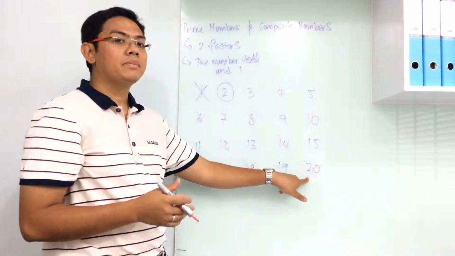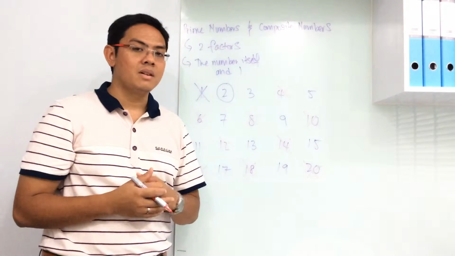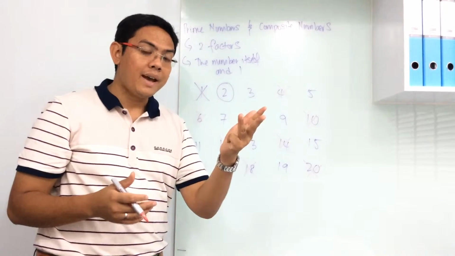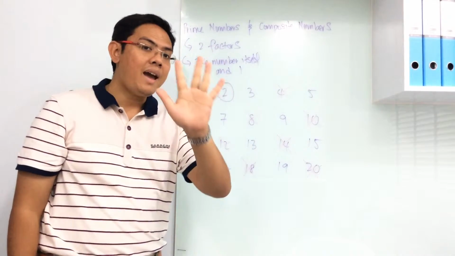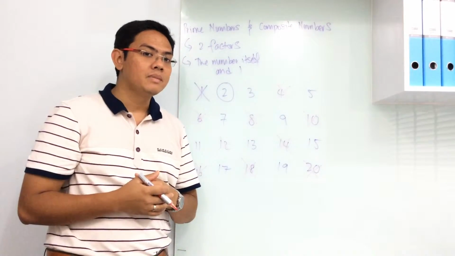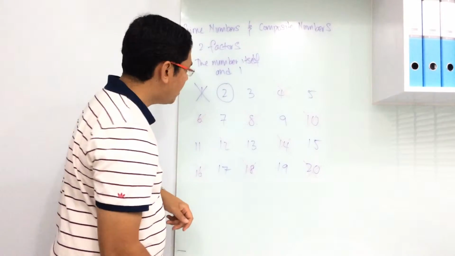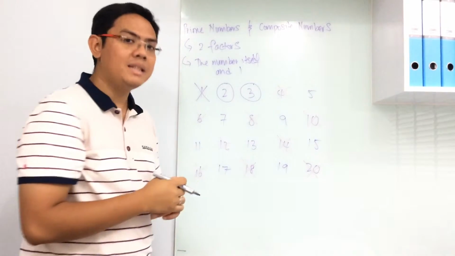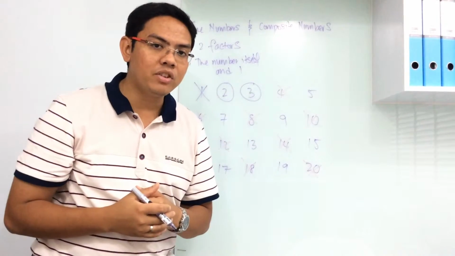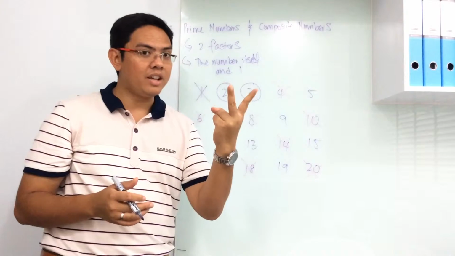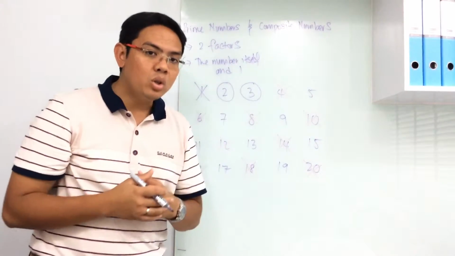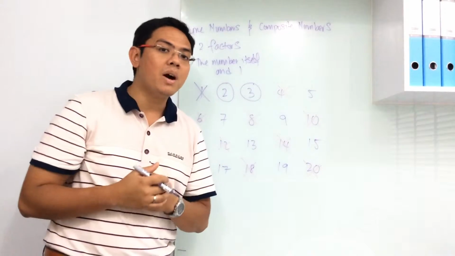Look at 20. How many factors does 20 have? 1, 2, 4, 5, 10, and 20. So 20 has more than two factors, so 20 is not a prime number. Let's look at number 3. Is 3 a prime number? Yes, it is. Why? Because if you look at 3, how many factors does it have? 1 and 3. So number 3 has only 2 factors. We can conclude that number 3 is also a prime number.